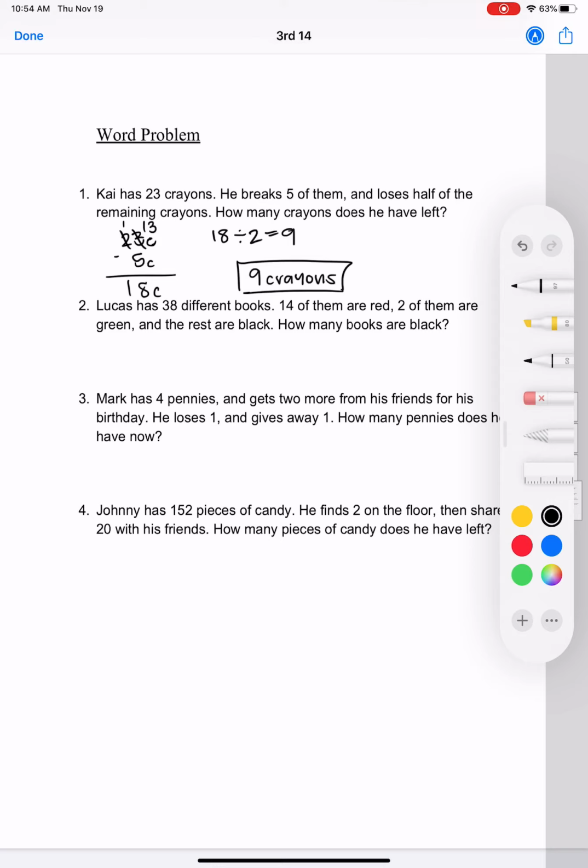Okay, number 2. Lucas has 38 different books. 14 of them are red, 2 of them are green, and the rest are black. How many books are black? So he has 38 originally. 14 of them are red, and 2 of them are green. So if you add those two together, you get 16. So 38 minus 16, because you want to find the number of black, and the rest of the books are all black. So 8 minus 6 is 2. 3 minus 1 is also 2. So you have 22 black books.